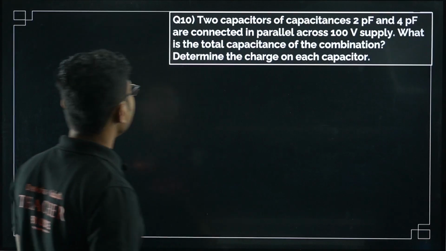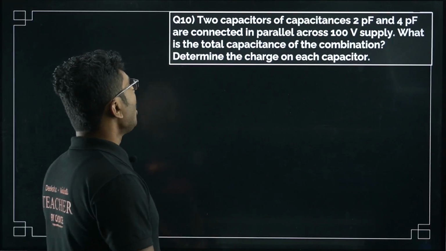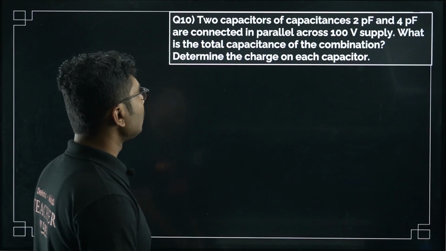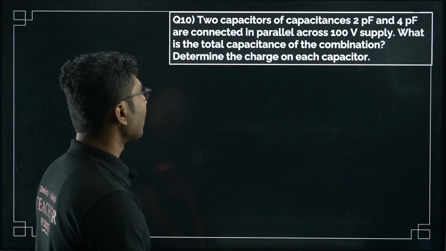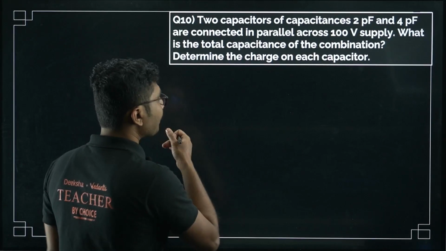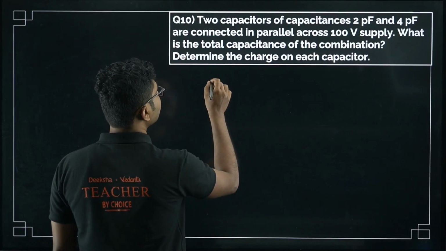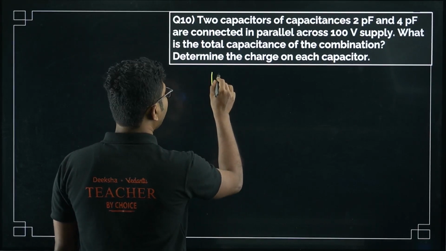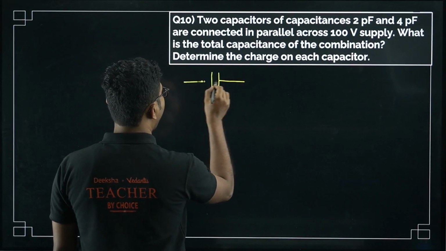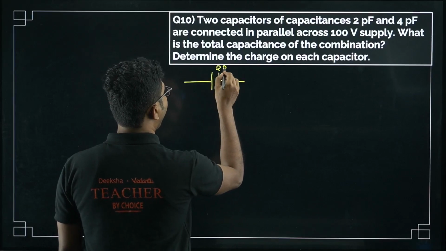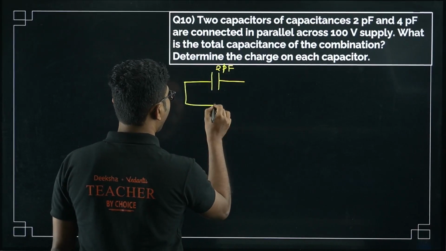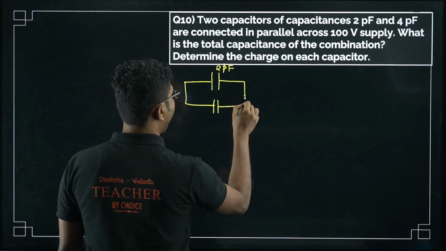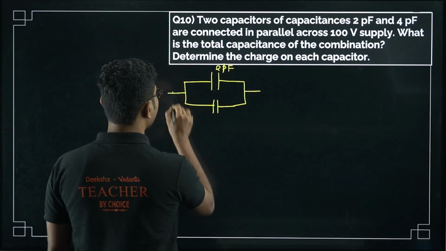Now next question, this is the last question from this chapter. Two capacitors of capacitances 2 picofarad and 4 picofarad are connected in parallel across a 100 volt supply. So two capacitors, 2 picofarad and 4 picofarad, connected across a 100 volt supply.